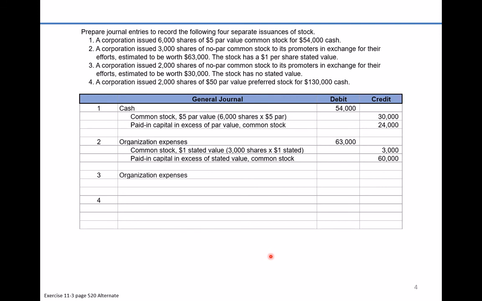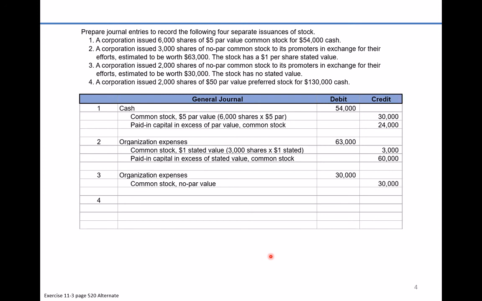In the third example, a corporation issues 2,000 shares of no par common stock to promoters in exchange for their services worth an estimated $30,000. This stock has no stated value. Well, like the example before, the company will still recognize an expense for the value of the transaction. Here, the expense will be recognized at $30,000. The company will credit common stock, but since this common stock has no par value and no stated value, common stock will get credited for the amount of the transaction at $30,000.